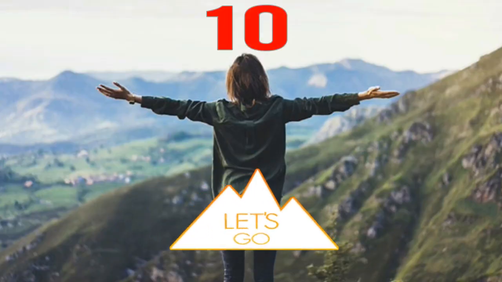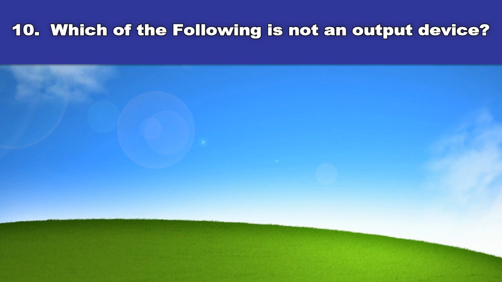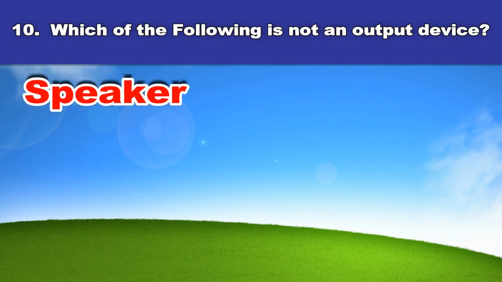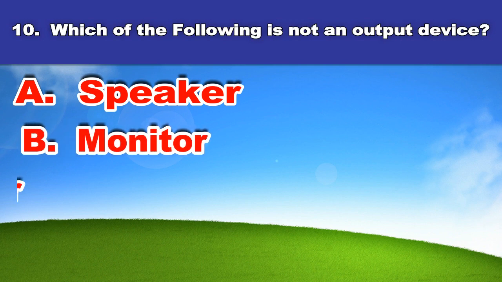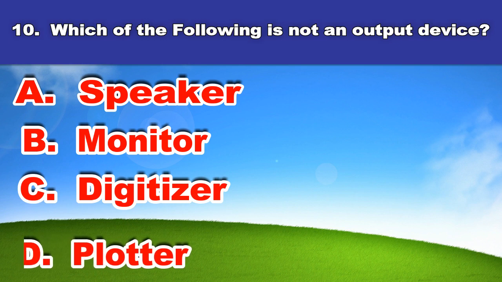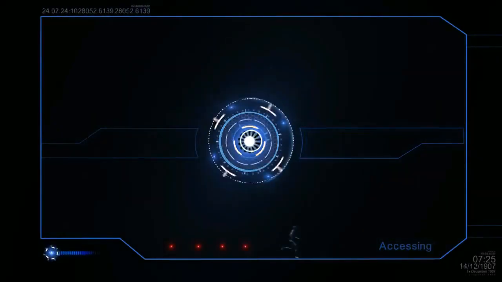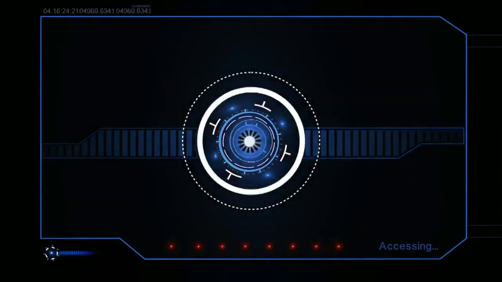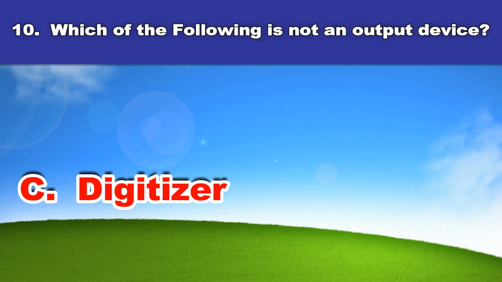10th question. Which of the following is not an output device? A. Speaker, B. Monitor, C. Digitizer, D. Plotter. And the answer is digitizer.